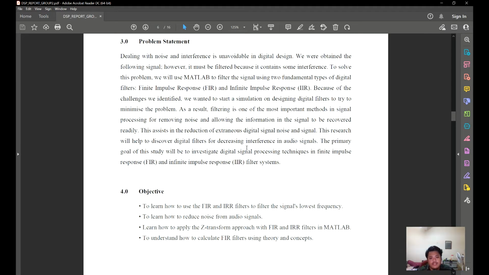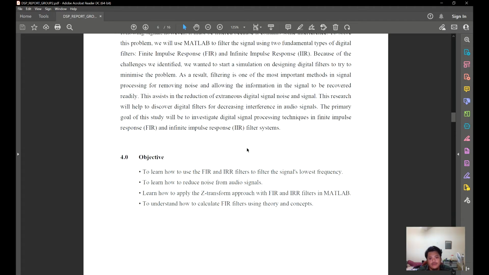Our objective is, first, we learn how to use the IIR filter on the signal's lowest frequency. Next, we learn how to reduce noise from the audio signal. Then we learn how to apply the Z transform approach with FIR and IIR filters in MATLAB. And lastly, we understand how to calculate the FIR filter using theory and concept.